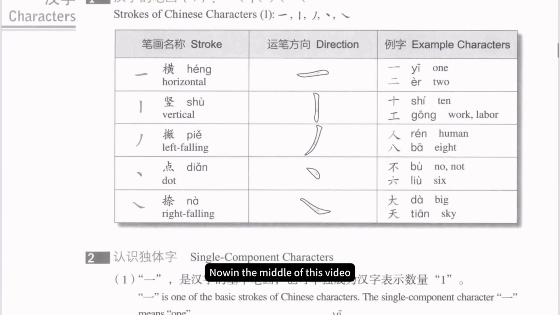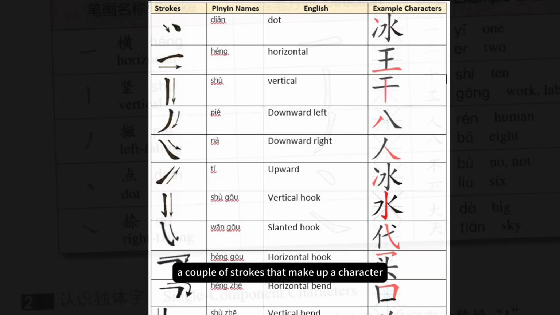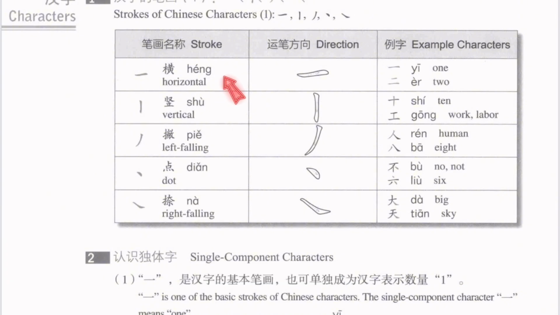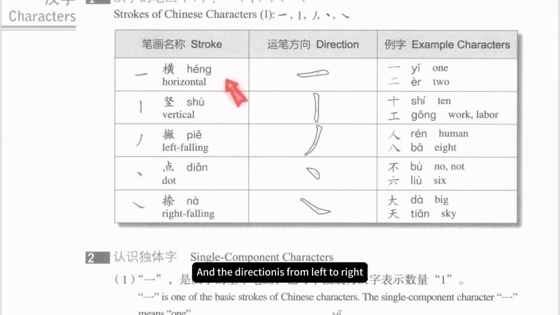Now, in the middle of this video, teacher introduced stroke order to you. What is stroke order? It's simply a couple of strokes that make up a character, and then we follow a specific order of writing to write down this character. Now, how do we know the different strokes? There are a few strokes in Chinese. Let's learn them together. 横,横. It means it's a straight line. It's just a straight line. And the direction is from left to right. 横.